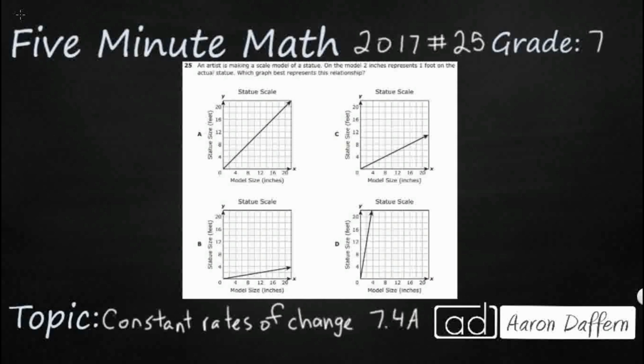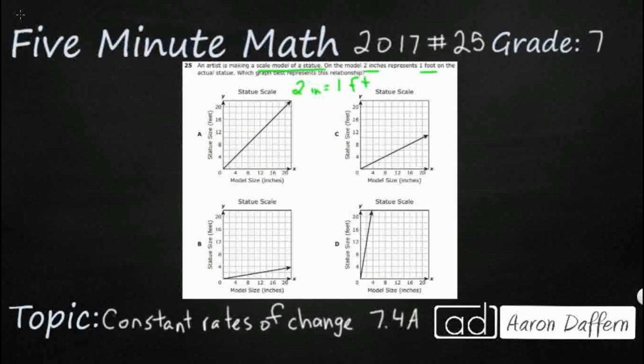So we have a little story about an artist making a scale model. When you're using a scale model, you're not doing the actual life size, you're using a ratio here. So on the scale, 2 inches equals 1 foot. And then, which graph best represents this relationship?